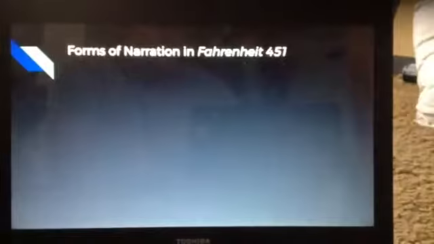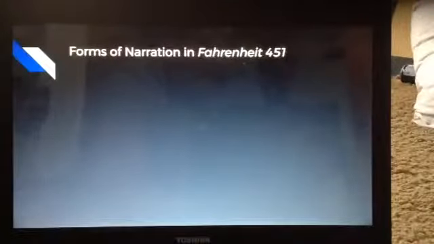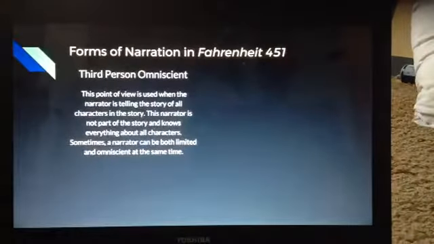Now there are two forms of narration or points of view found in Fahrenheit 451. The first would be third-person omniscient. This point of view is used when the narrator is telling the story of all characters in the story. This narrator is not part of the story and knows everything about all characters. Sometimes a narrator can be both limited and omniscient at the same time.